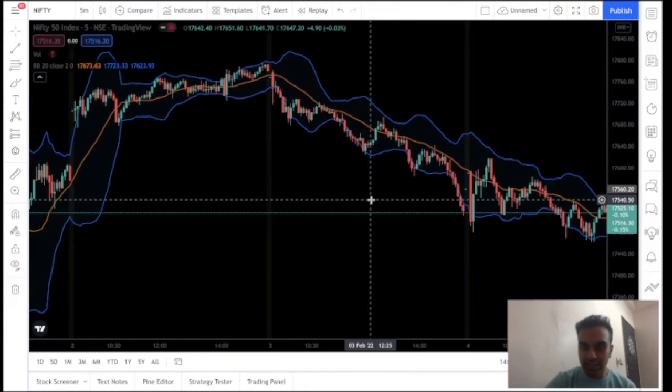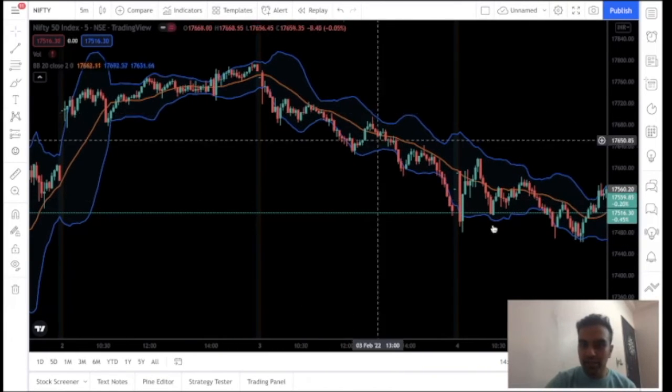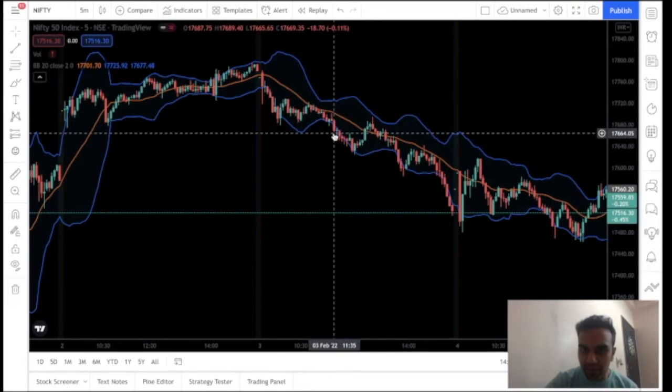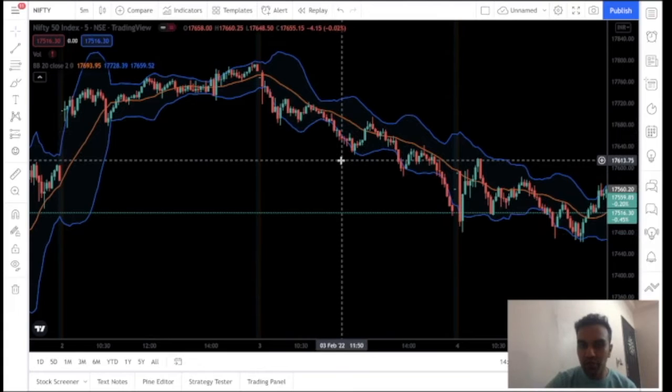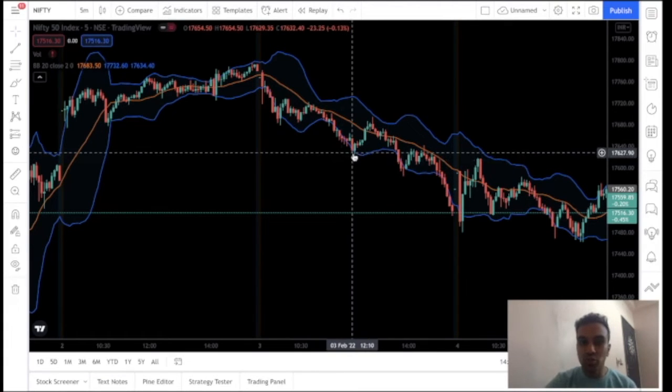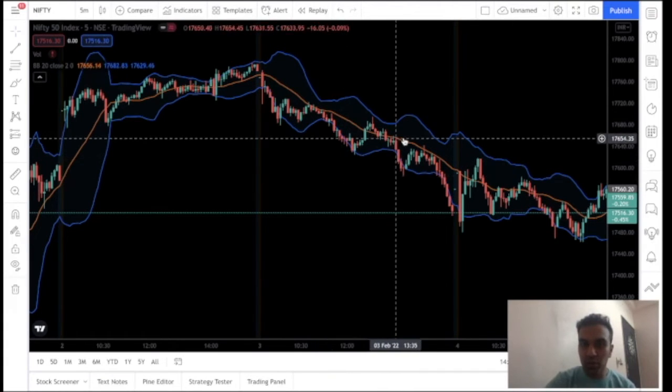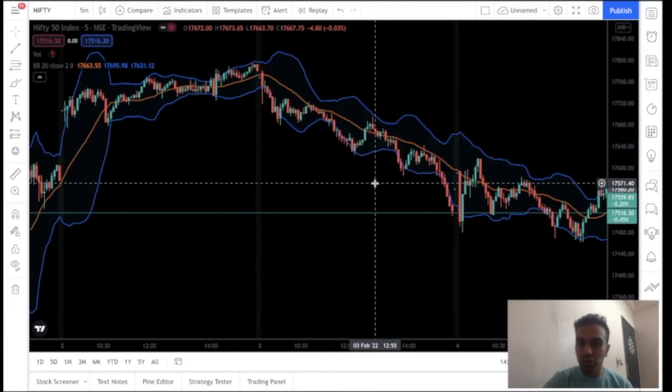Like take this example only. The market here is in a clear downtrend, but going long or going short every time when the candle goes below the band would not be a very wise idea. So what one can do is one can wait for some sort of pullback towards the moving average and look for shorting opportunities over there.